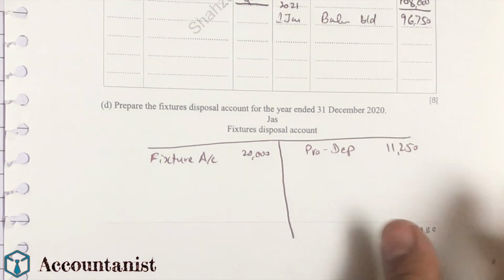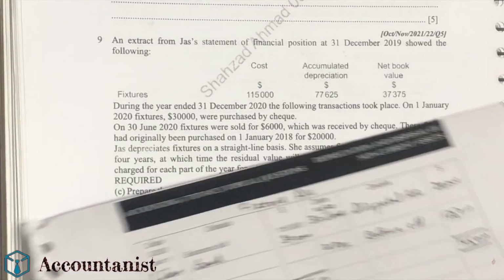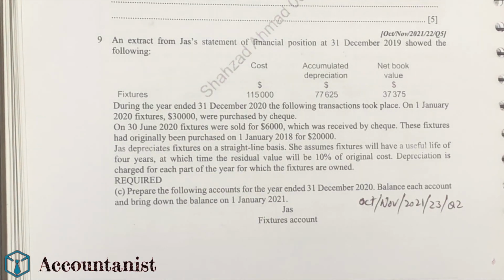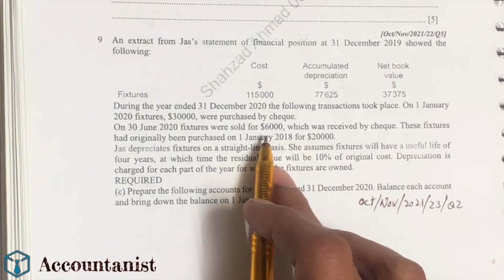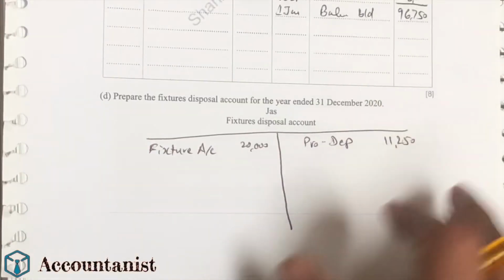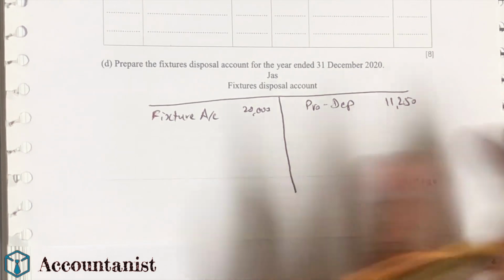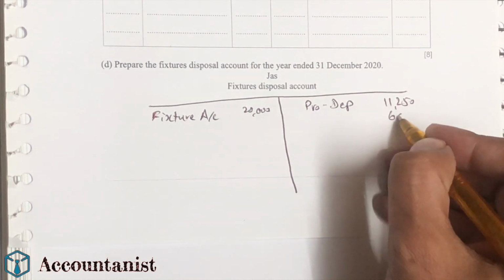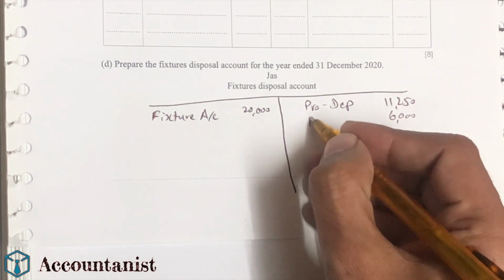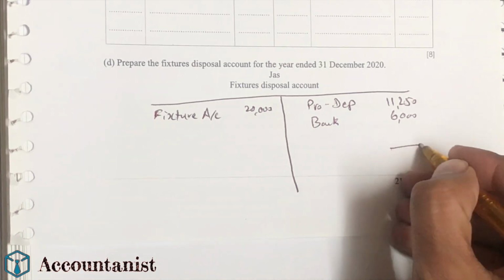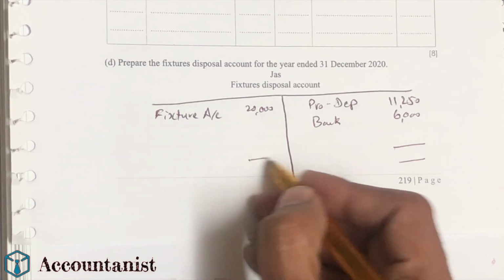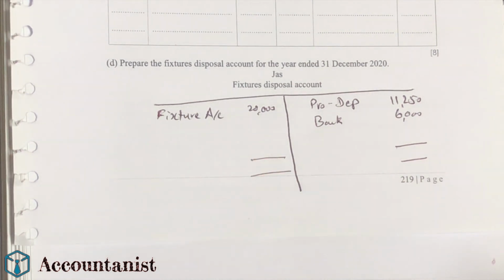Now the next figure that we need is how much we got after selling this asset. So we have got 6,000 by cheque after selling this asset, so that will be the figure that will come up here. So 6,000 because of the cheque. So those are the three figures that we need, and then we'll balance this T account to see if we got a profit or loss.